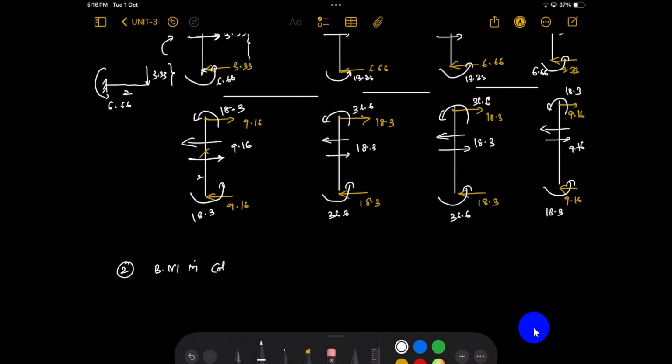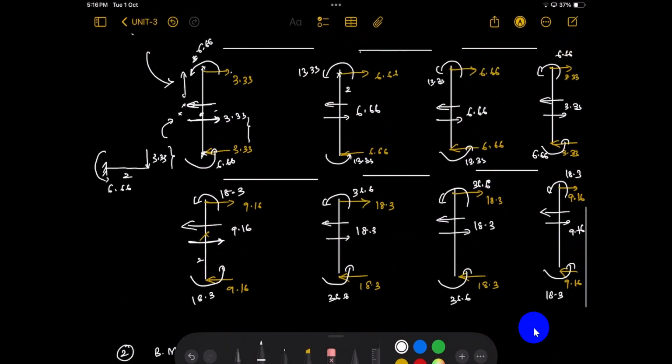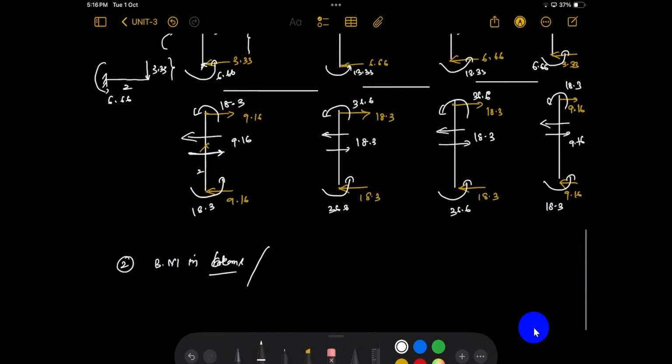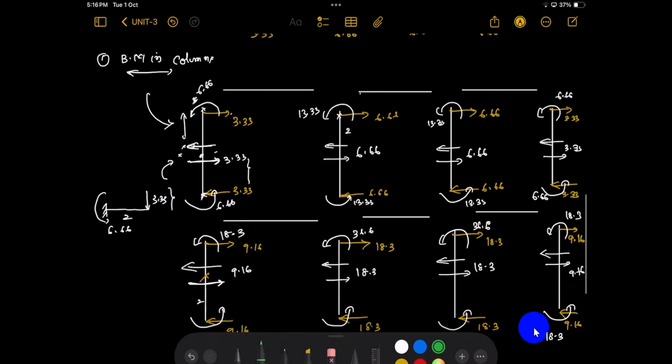Beams. Bending moment in beams is found by equilibrium only. There is no requirement of extra equations, just equilibrium. So this is a joint, with 6.66 anti-clockwise.